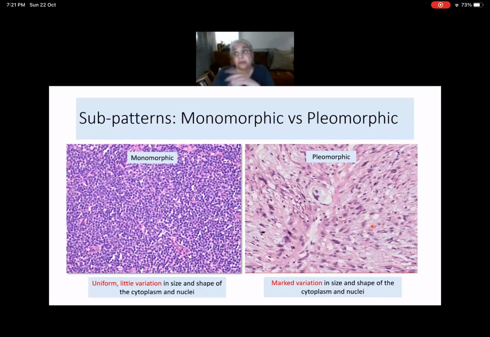Now, please remember that pleomorphic adenoma is not truly pleomorphic. It's not. It is something else. We call it pleomorphic because we're using this term not in the way that it was supposed to be used. It was used that way once upon a time, and the name has stuck. But that is not what true pleomorphism is, as we pathologists understand it. Pleomorphic adenoma does not have marked variation in size and shape of the cytoplasm and the nuclei.